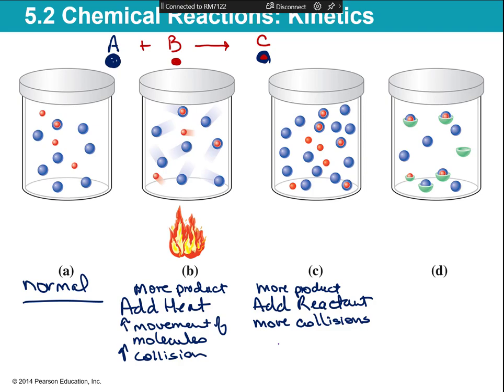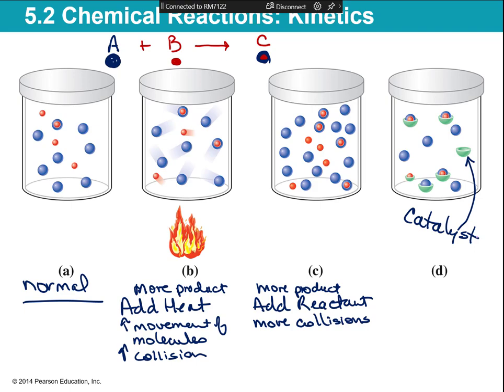And then what about the last one? Do you see that again? I have more product. There's three products compared to A, the first one. But I have that funny little green thing. This is a catalyst. So what does it look like that catalyst is doing? How is it making more product? It's holding them together. Exactly.